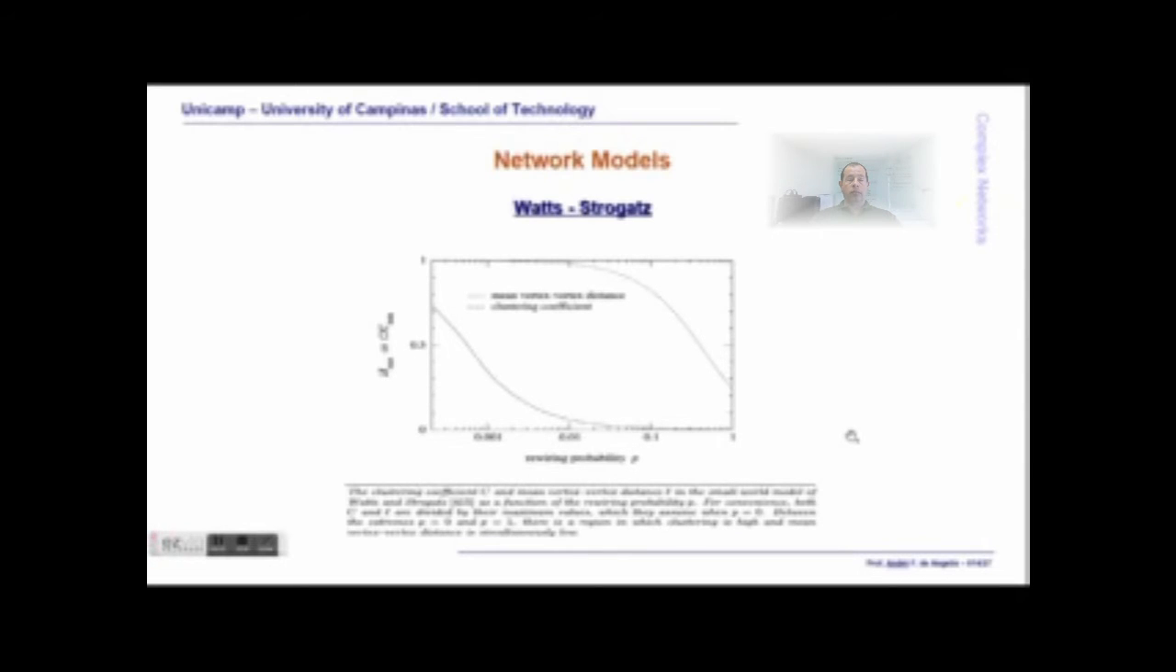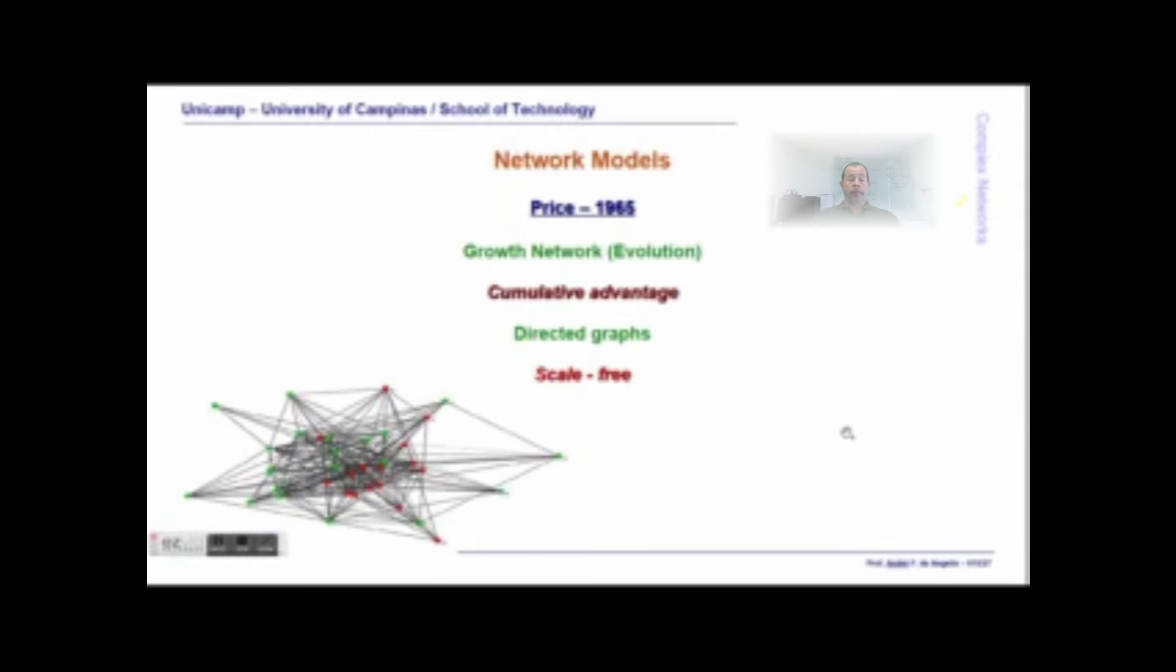Here in the graph, we can see the behavior of some of the measures of the Static Dynamic Models network realizations. Now we will talk about the Price model. It was developed in 1965 and it gives support to the growth of the network, or the temporal evolution of the network. Okay?